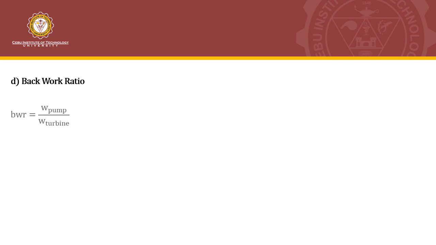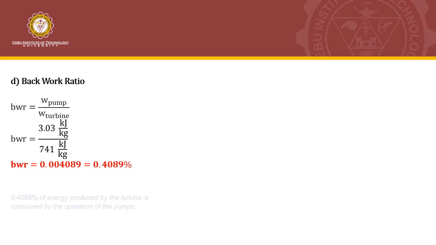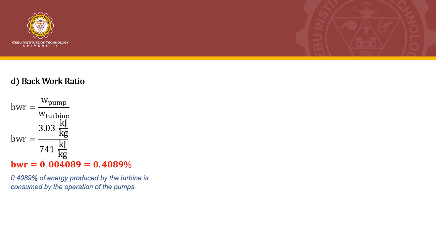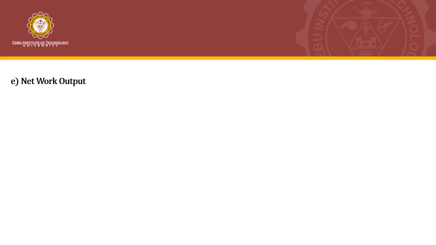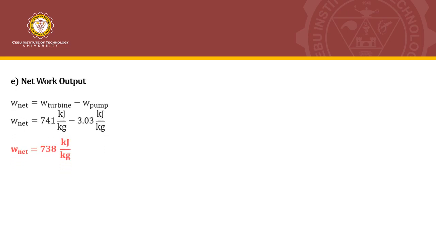So for the back work ratio, we just substitute the values that we already have, the work of the turbine and the work of the pump. So the back work ratio is 0.4089%, which means that 0.4089% of the energy produced by the turbine is consumed by the operation of the pump. The net work output can also be computed already. Just substitute the values, and we get that the plant produces 738 kilojoules of energy per kilogram of steam.